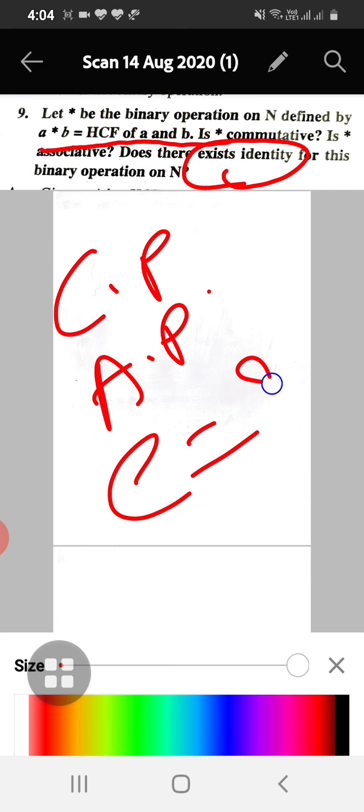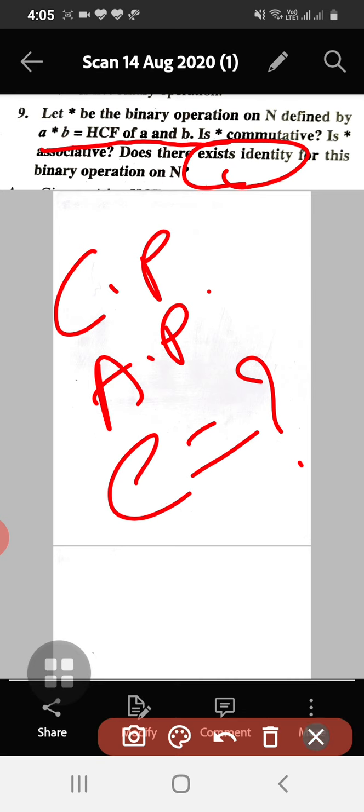So we have to find out what the identity element is, if it exists. It's not necessary that an identity element should exist. It may exist or may not exist. This problem and the previous video's problem are the same, but the only difference is that there LCM was asked. Here HCF of A and B is given. So let us quickly work this out.